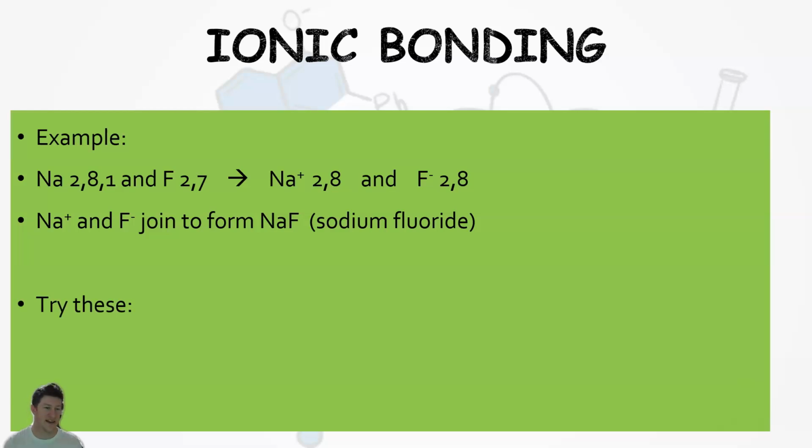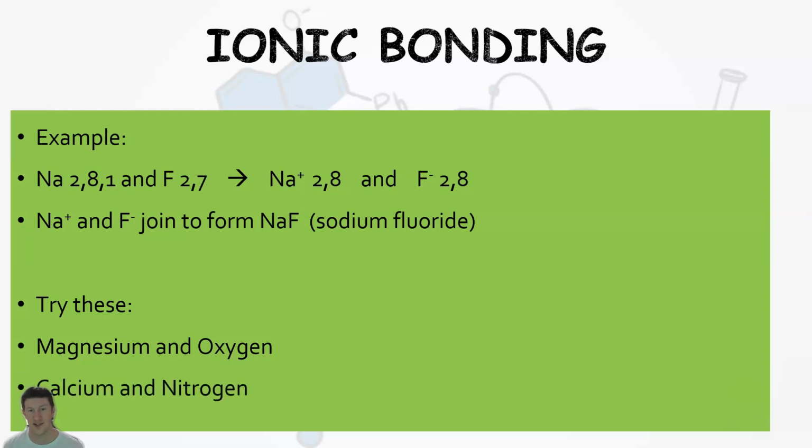Have a go at these examples. Magnesium and oxygen. Calcium and nitrogen. From here, there will be a practice worksheet on ionic bonding, and next lesson we will look at covalent bonding. I'll see you then.